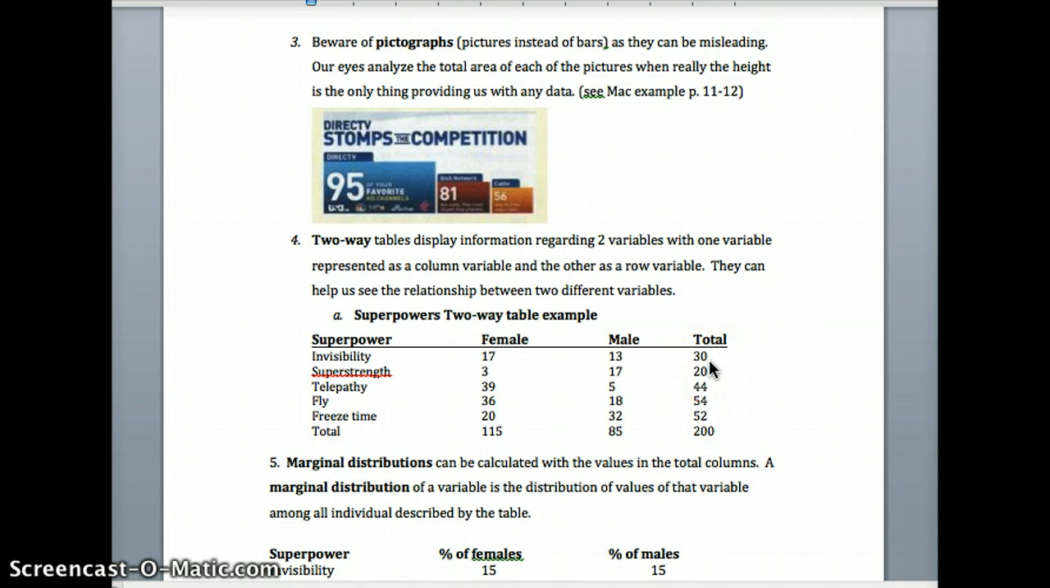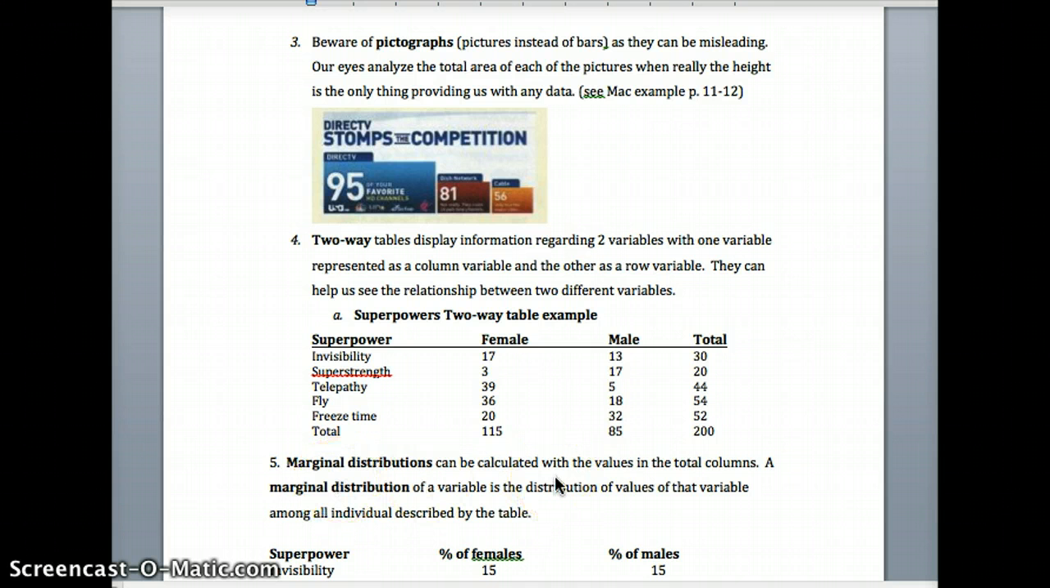On the other hand, we could also look at gender. So we could say 115 out of 200, or 57.5% of the 200 people, were female. That would be a marginal distribution. Marginal is just going to look at one variable, and because of that, we're only going to use the total column. For the marginal distribution of superpower, we would just use the totals for superpower, and my denominator for all those would be the total people asked. For the marginal distribution of gender, I would look at the 115 over 200 and 85 over 200, and the total column would be my denominator.